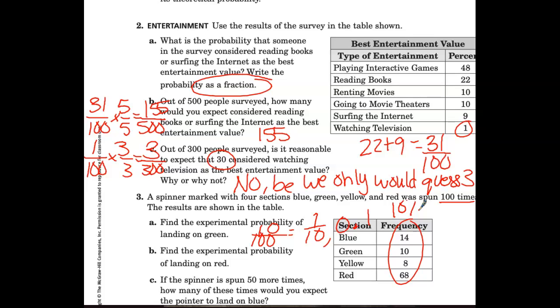Okay, now we have to find the experimental probability of landing on red. How many times did I actually land on red? 68. Out of? 100. Can I reduce that? Yes. By what? You reduced it by 4. So you get 17 out of 25, which is the same as 68%. I'm running out of room, so I'm going to have to slide down in just a second. Questions on that one?